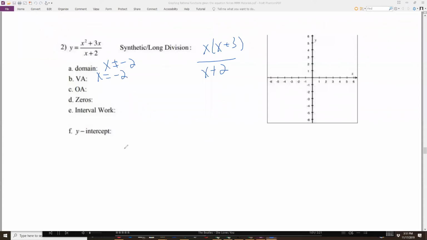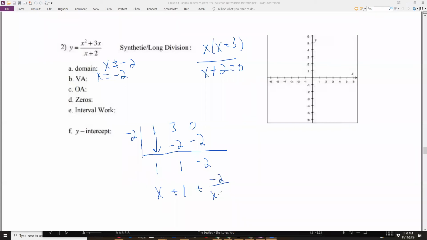Now we're going to do some division. Well, since we're looking for where x plus 2 equals 0, that's at negative 2. And then 1 and 3, and then I need to include a 0 because I'm missing the constant term, right? So bring down 1. 1 times negative 2 is negative 2. That's 1. 1 times negative 2 is negative 2, which is negative 2. So I started with an x squared. That means this is 1x plus 1 plus a remainder of negative 2 divided by x plus 2. So here's my oblique asymptote, my slant asymptote: y equals x plus 1.